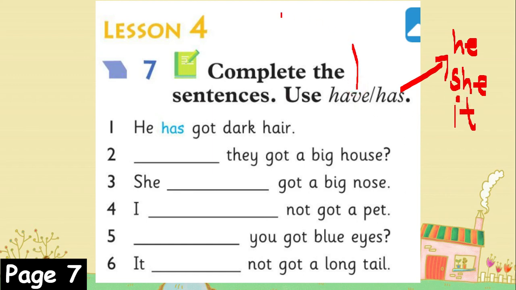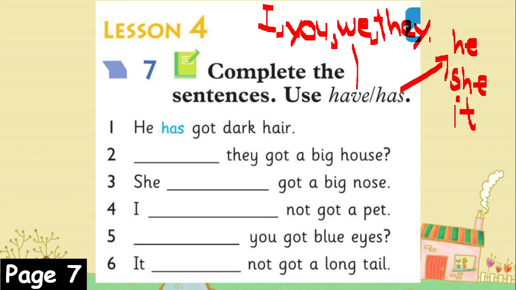Have is for I, you, we, they, for plural words or plural nouns. So have for I, you, we, they, has for he, she, it. So the number 2, the word they. So the answer is have.